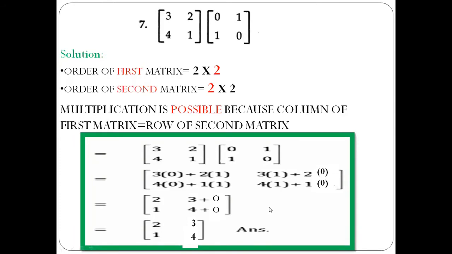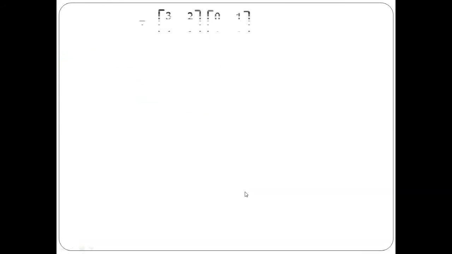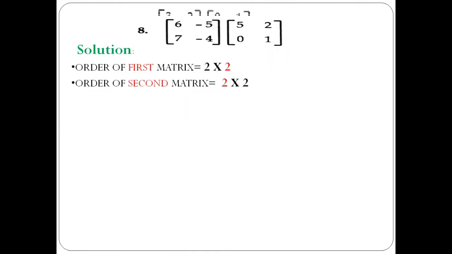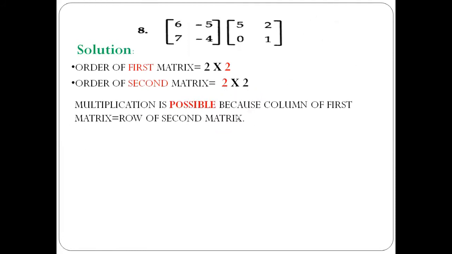Now move towards the next question. This is question number 8 of your textbook. The first matrix contains elements 6, 7, minus 5, minus 4. The second matrix contains elements 5, 0, 2, 1. You start the solution by writing the order. The order of the first matrix is 2 by 2 and the order of the second matrix is also 2 by 2. So you can check that the column of the first matrix is equal to the row of the second matrix. Then multiplication is possible.